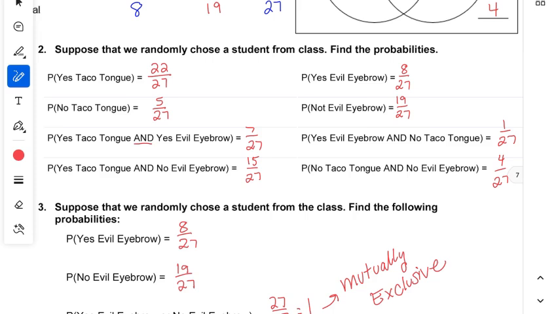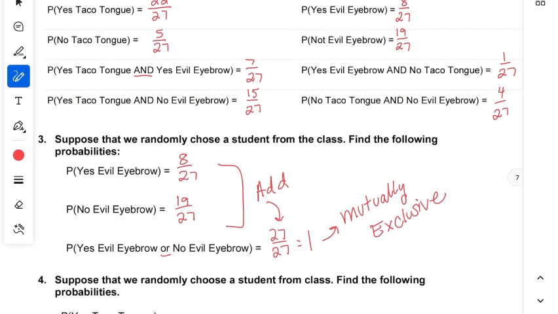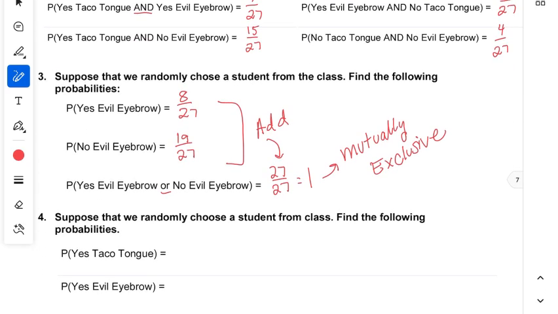You either can do it or you can't. And we were able to just add them up. We could have just added those up to get to this. If they add up to equal 1, then we know for sure it's mutually exclusive. If it's over 1, then they're not mutually exclusive, and we got to take out overlaps, or the overlapping ones.